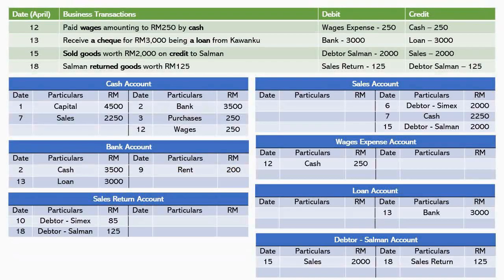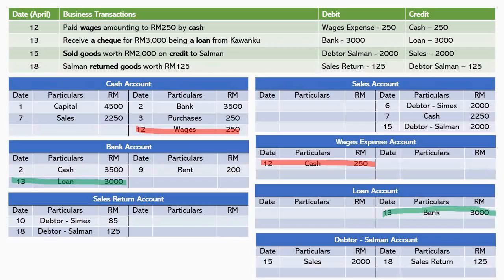Okay, ni pun sama, paid wages amounting to 250 by cash. So debit wages expense ni, credit cash ni. Yang ini semua yang kita masuk slide sebelum ni ya, yang kita dah masuk sebelum ni. Lepas tu receive check 3000 from loan. Okay, mana check? Ni loan, 3000 sepatutnya ya.